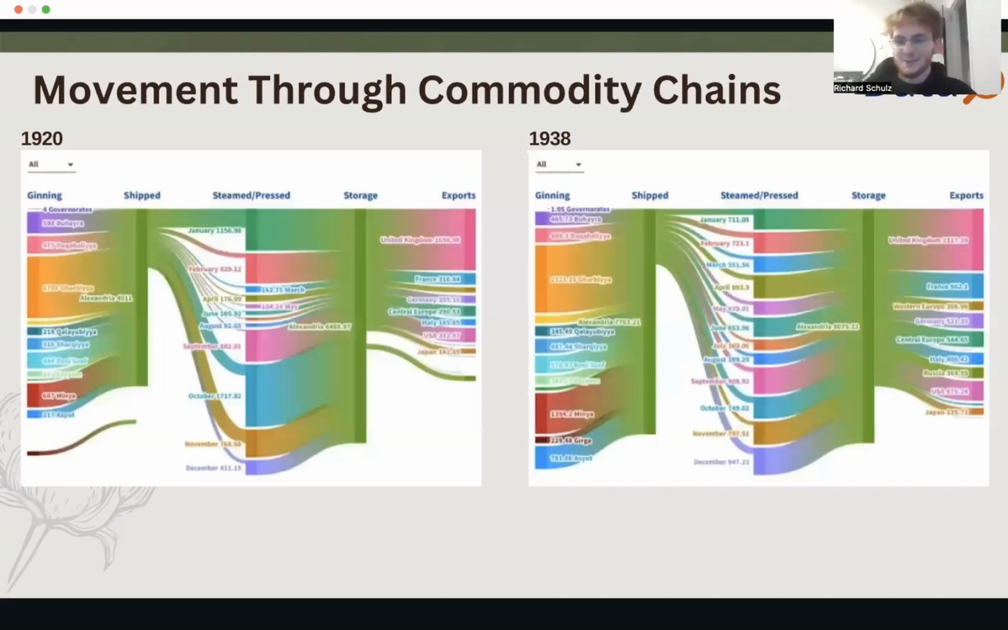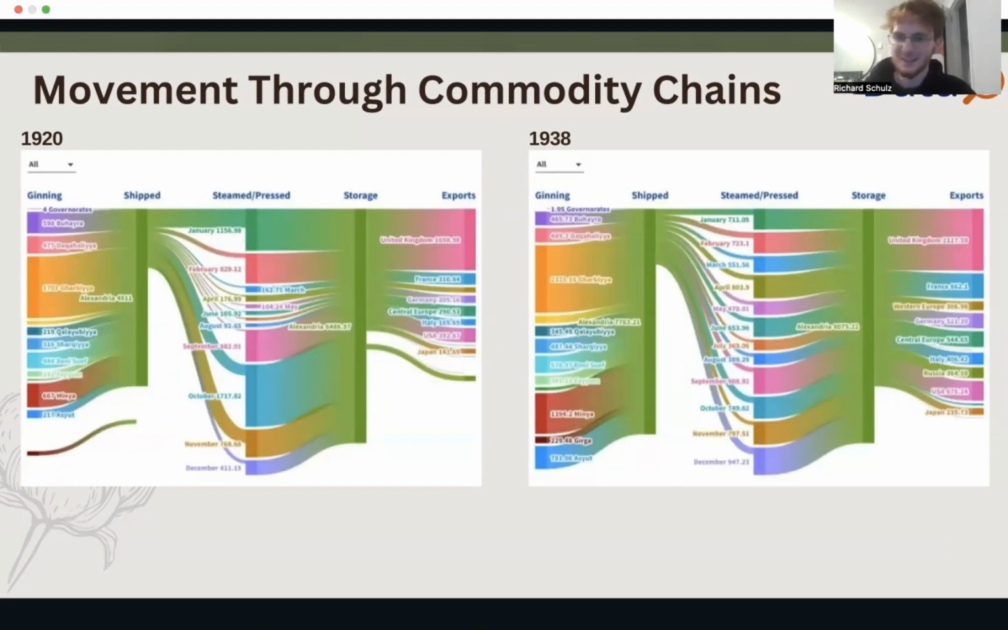Final goal, we wanted to create visualizations of the overall movements of quantities of cotton through each stage of the cotton production chain. So we took data sets for the imports of cotton to Alexandria, stock of cotton at Alexandria, steamed and pressed cotton in Alexandria, and the exports from Alexandria, and created one large data table. Then we inputted it into the Flourish website that made these Sankey diagrams for us. We made monthly and yearly diagrams.